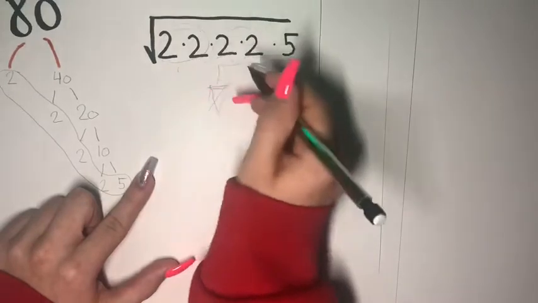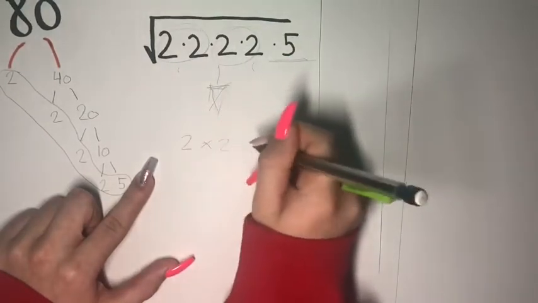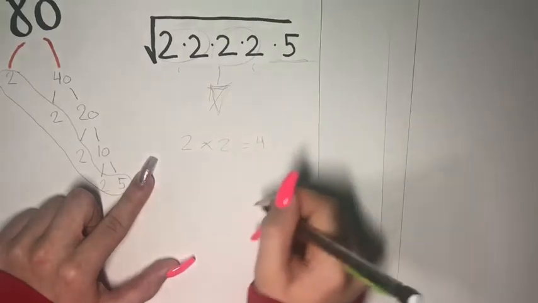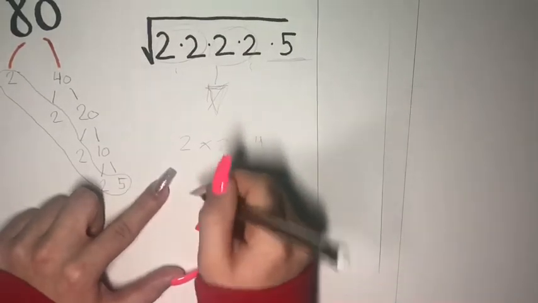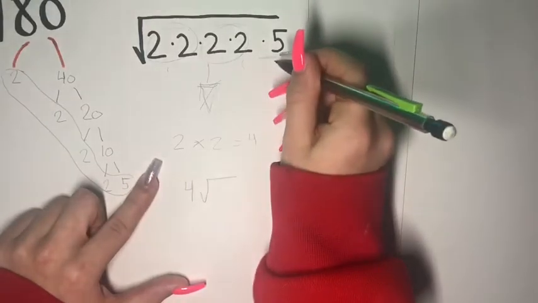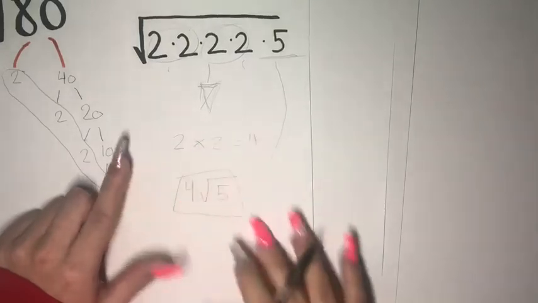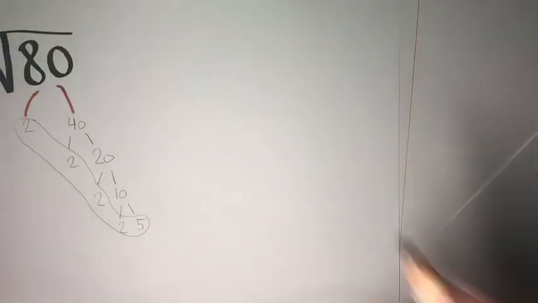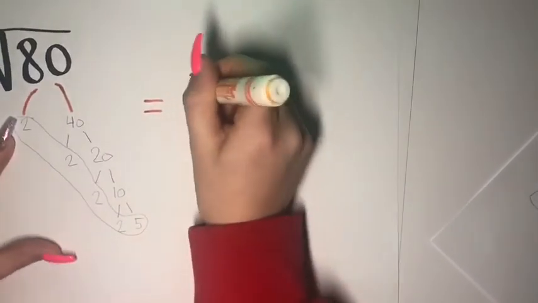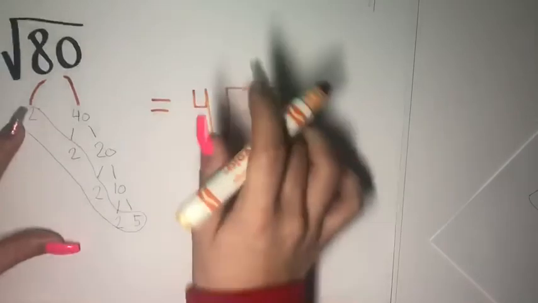So we're going to take the numbers in here, 2 times 2, which equals 4, which would go on the outside of our square root symbol. And then we take whatever's left over and we bring it down here. So the square root of 80 simplified. There's our answer.